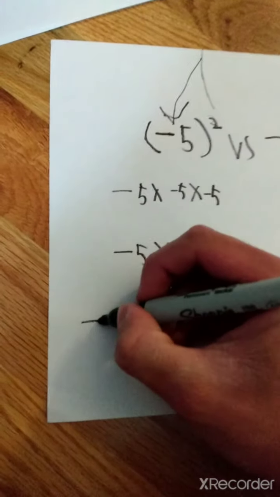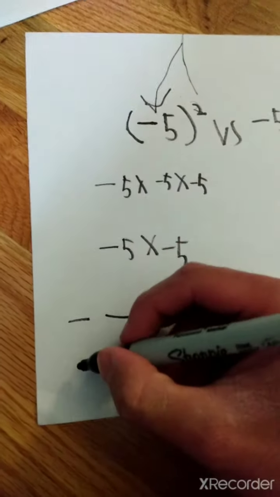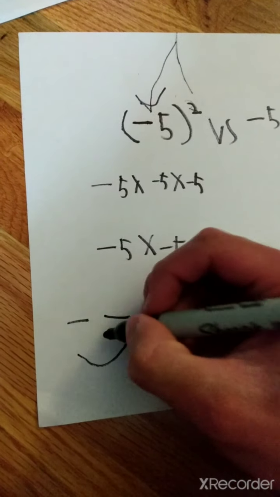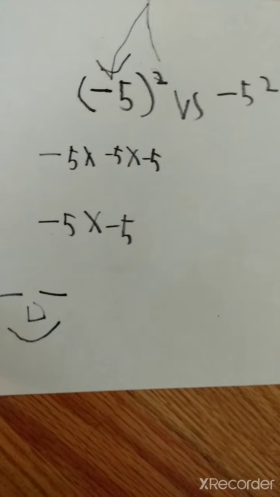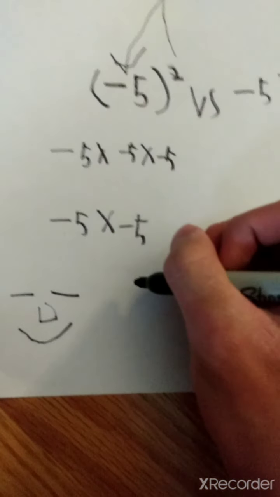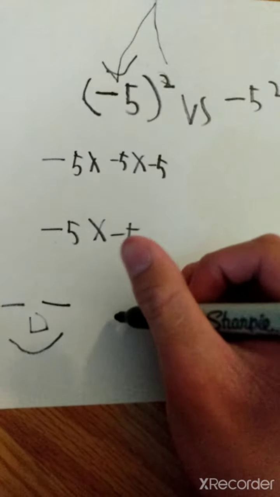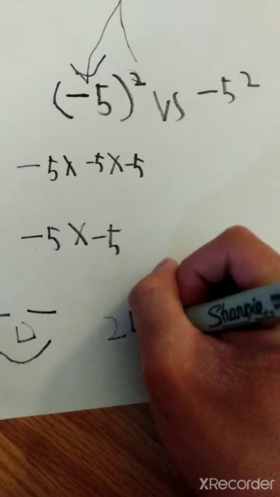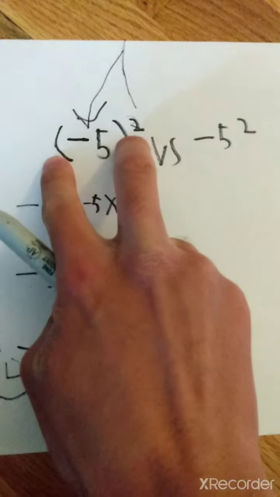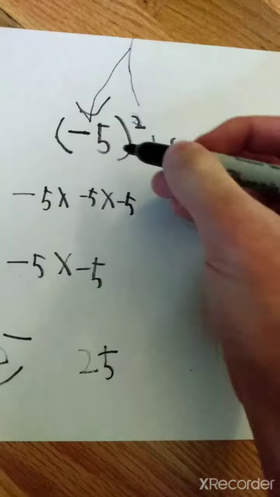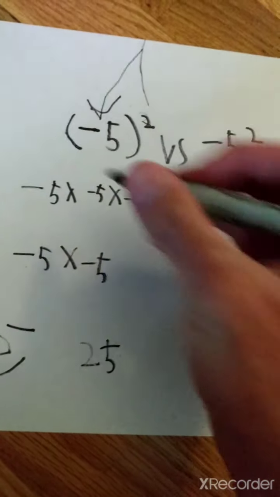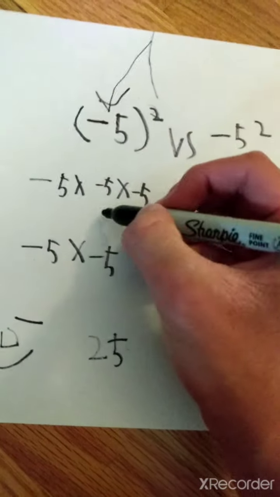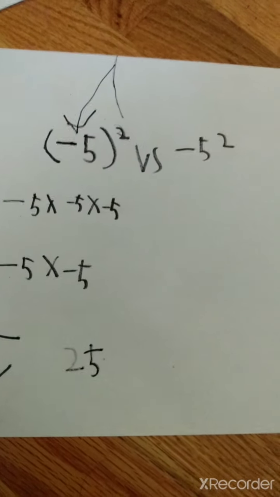But since we only have the number 2 as an exponent, we only need to write -5 multiplied by -5. And a negative multiplied by a negative is going to be a positive. This is a happy smile. So if we have -5 multiplied by -5, we're going to have a positive 25. So the parentheses are going to make the number become 25.